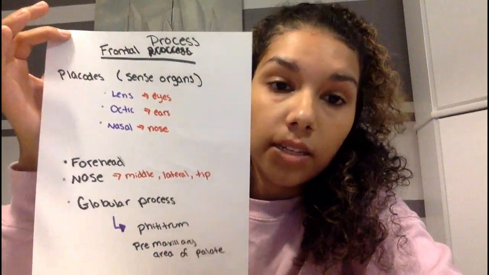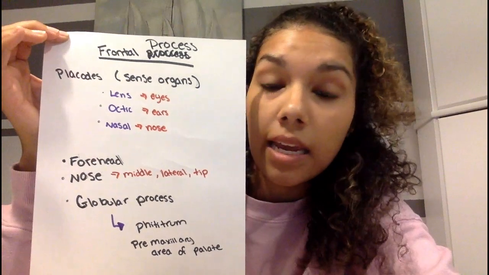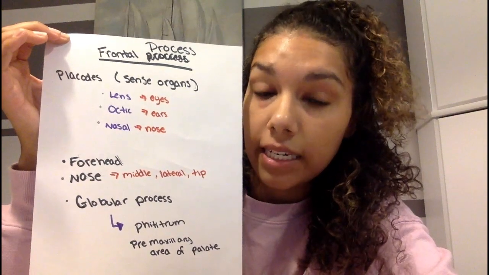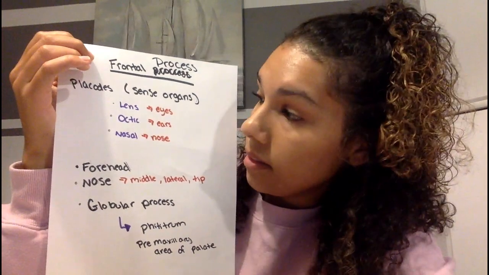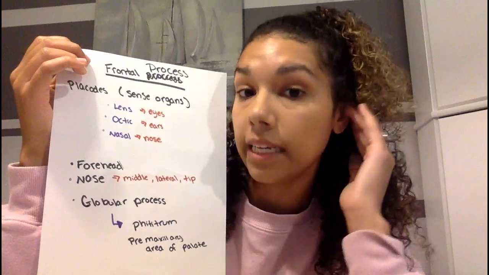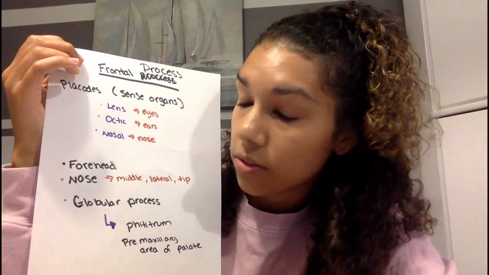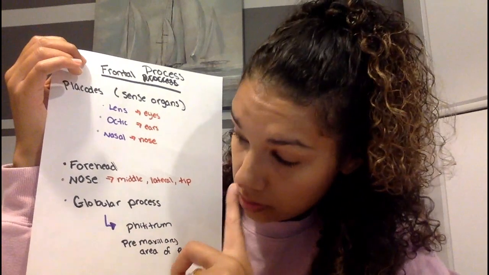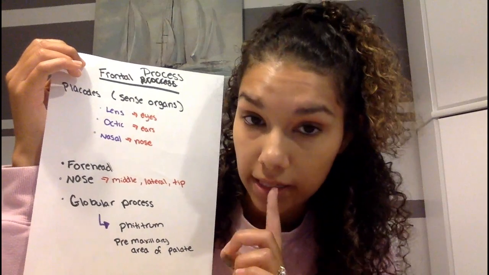The frontal process comes with the placodes, which are sense organs, just the beginning of our eyes, nose, and ears. So the lens are our eyes, the optic, think of like auditory, ears, and nasal, just the nose. Then we also get the forehead, the nose, and the globular process, which is the philtrum and the premaxillary area. So the frontal process, you want to think of it coming up. We get our forehead, and we just move down the face.